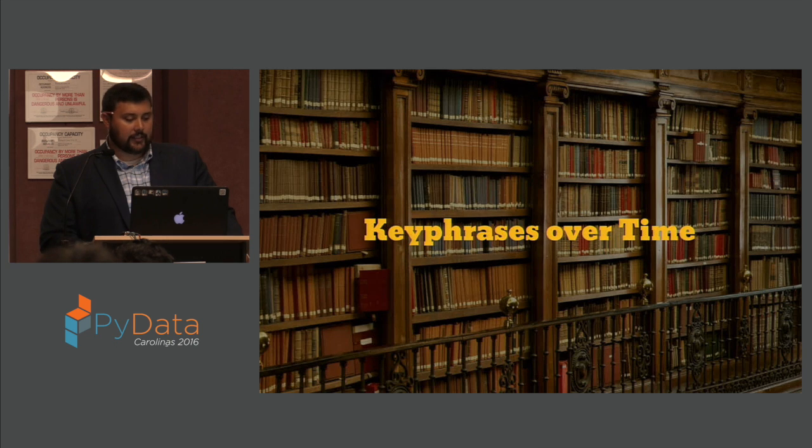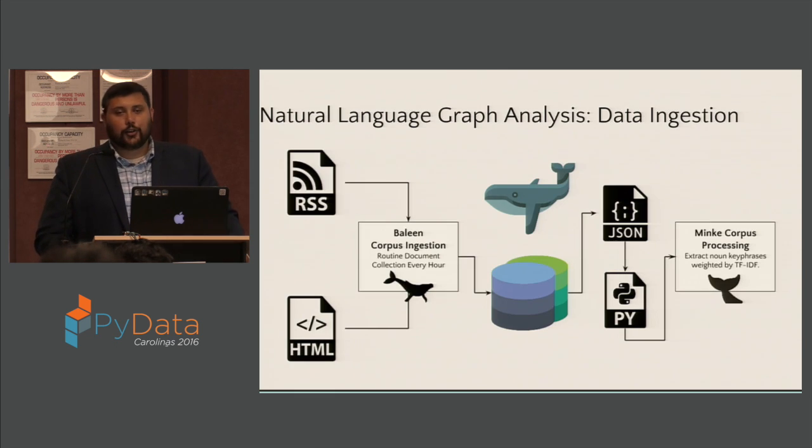So I know I'm going a little long here, so I want to introduce this key phrases over time work that we did to investigate this topic. So another two projects that DDL is working on are called Baleen and Minky. Baleen is an RSS ingestion tool that just every hour downloads about 400 RSS feeds and grabs all of the HTML data from the web, stores it in a Mongo database. So far we've collected over 600,000 documents. It's been running since March 3rd.